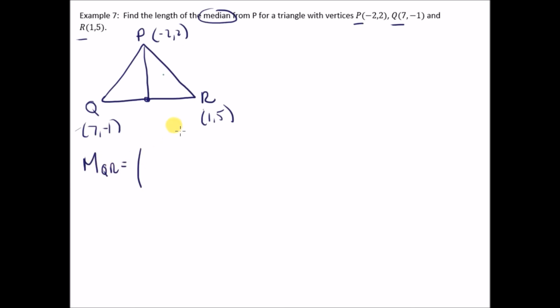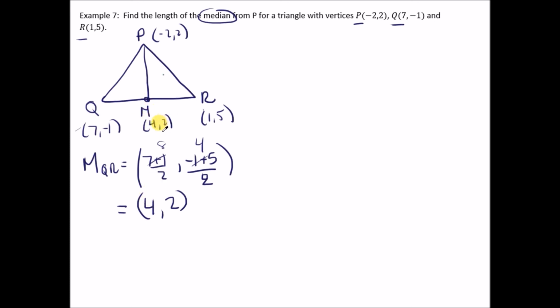Average the x's, 7 plus 1 over 2, and average the y's, negative 1 plus 5 over 2. That's 8, so I get 4, and then that's 4, so I get 4 comma 2. Let's call that M, (4, 2). I thought this question was a lot harder, but we already have the point P, and we already have the median's other endpoint. So let's just go ahead and calculate the median.